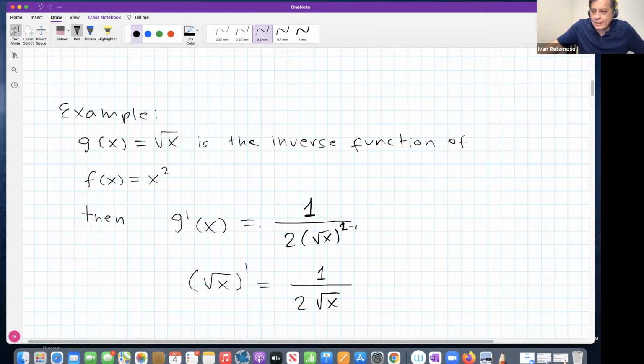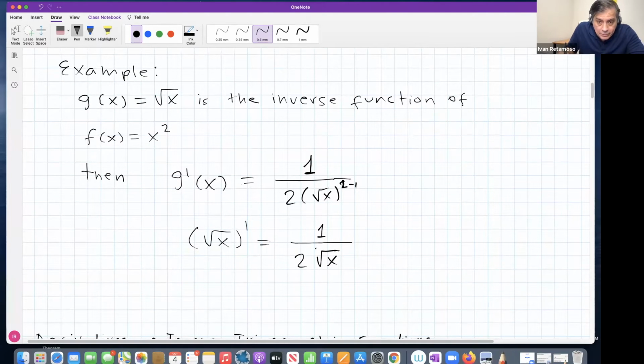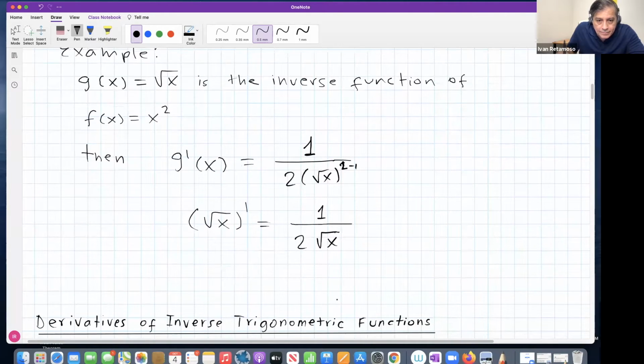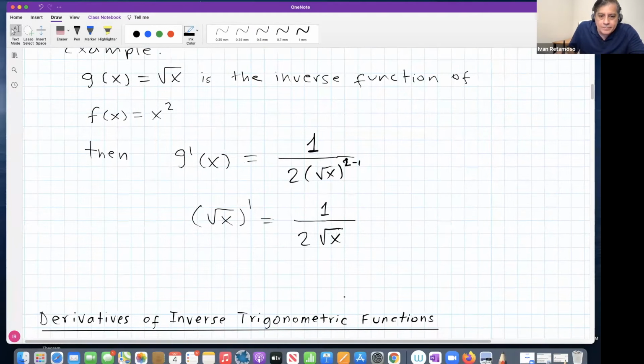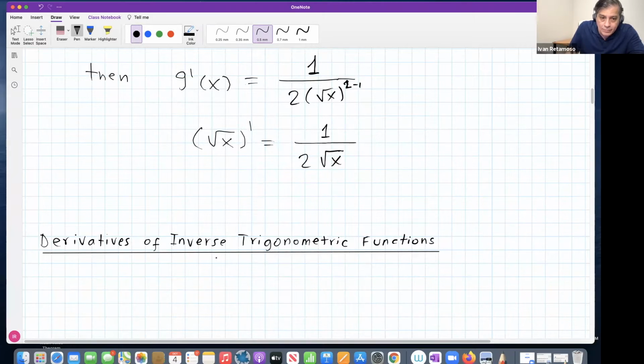It's a little bit theoretical, right? We're not gonna use this formula too much because we will develop formulas so that we can use the final results, but it's good to know how the derivative of a function and the derivative of its inverse function are related. Okay, so now we're gonna consider the development of derivatives of inverse trigonometric functions, okay?